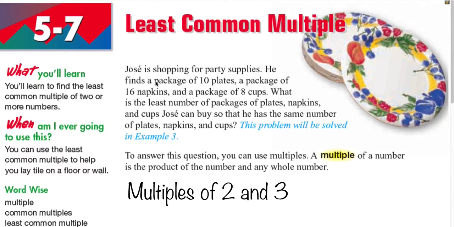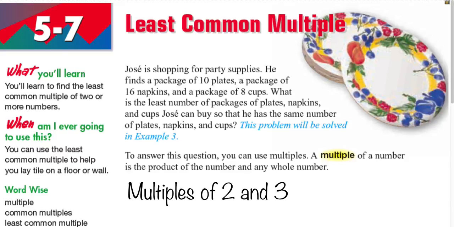Let's take a look at this example. Jose is shopping for party supplies. He finds a package of 10 plates, a package of 16 napkins, and a package of 8 cups. What is the least number of packages of plates, napkins, and cups Jose can buy so that he has the same number of plates, napkins, and cups? We will solve this in example number 3. And this is a classic example of a least common multiple problem.